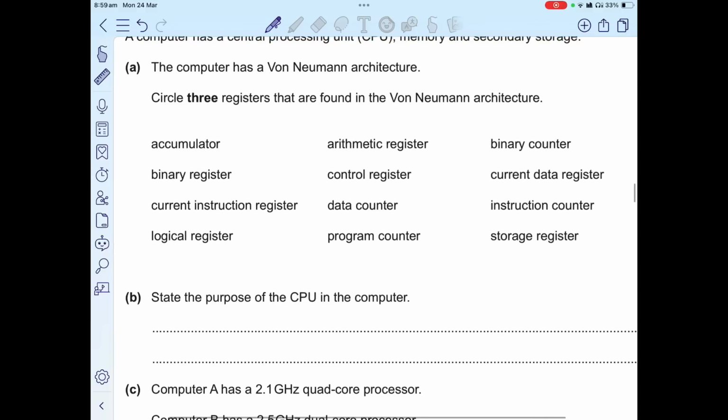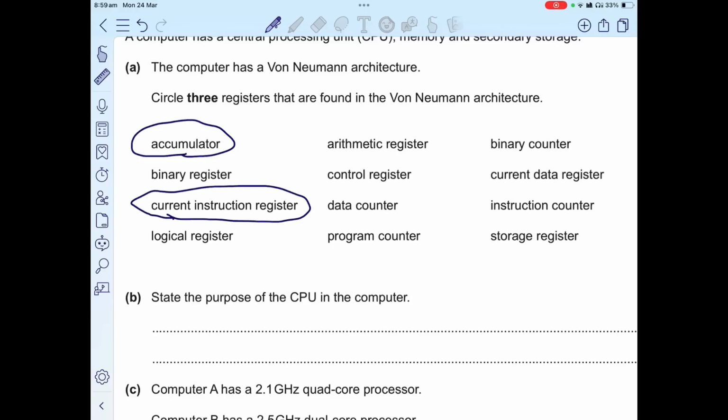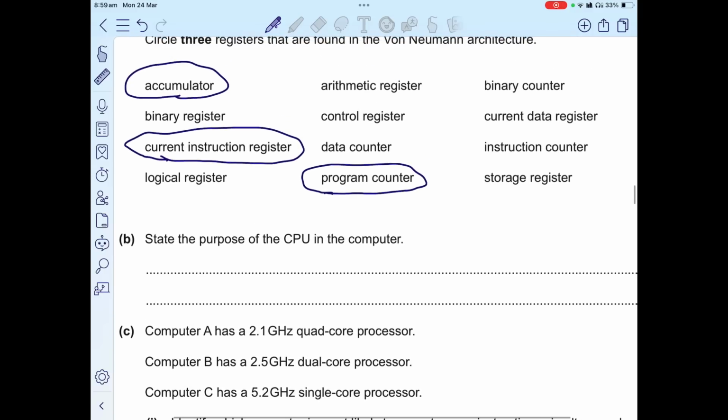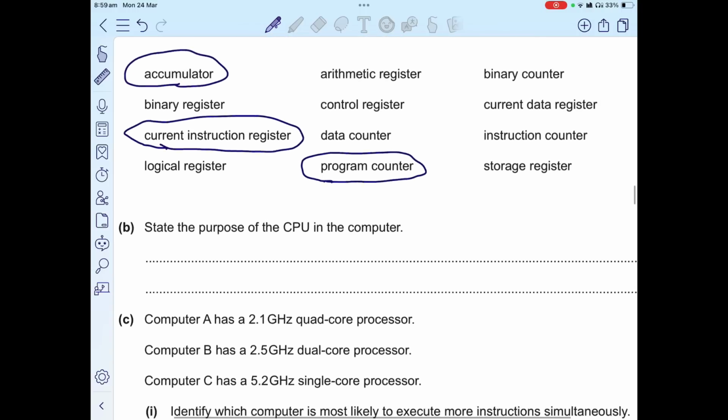So the first one I can see over here is the accumulator. I know that is found there. The second one would be the current instruction register, which stores the current instruction that's being decoded or executed. And we also have a program counter over here that stores the memory address of the next instruction to be loaded in the memory. I hope this is clear. None of the other registers are actually part of the von Neumann architecture.